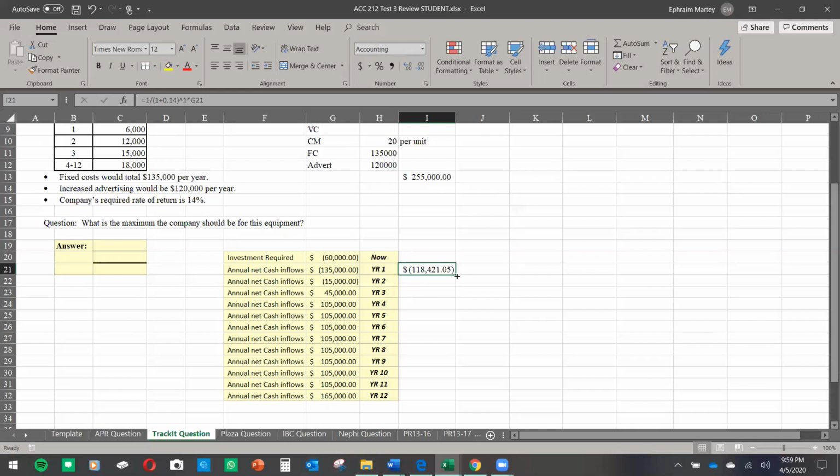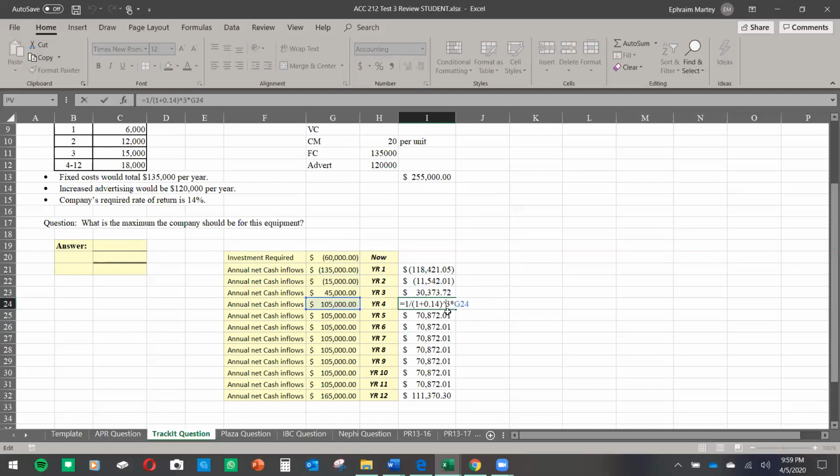So what I'm going to do with the second year is drag it and then just change the exponent. Because now it's built up, I'm going to change the exponent to 2. So that's the net present value. On the third one, I'm going to change the exponent to 3. At this point, I'm just going to drag it all the way to the 12th year and just keep changing the exponent. This exponent, I'm going to change to 4.